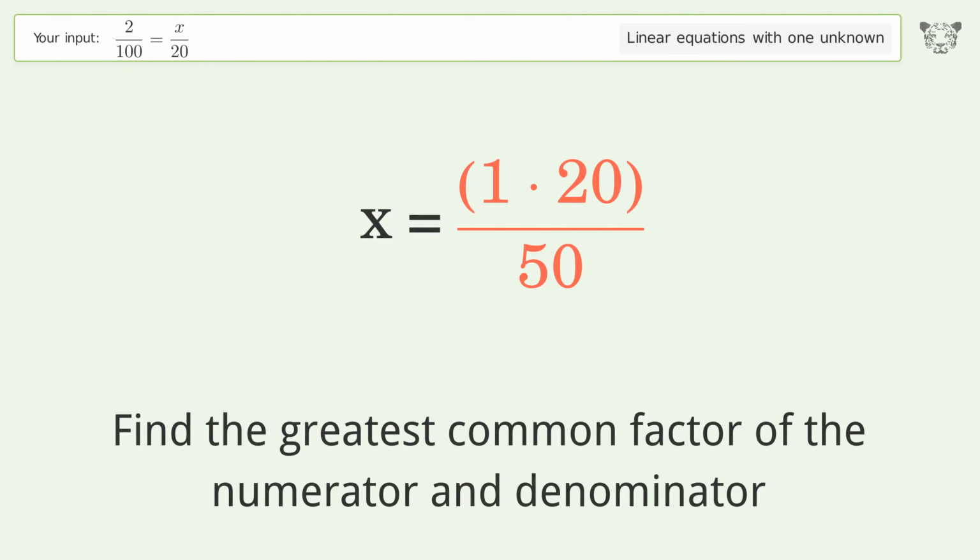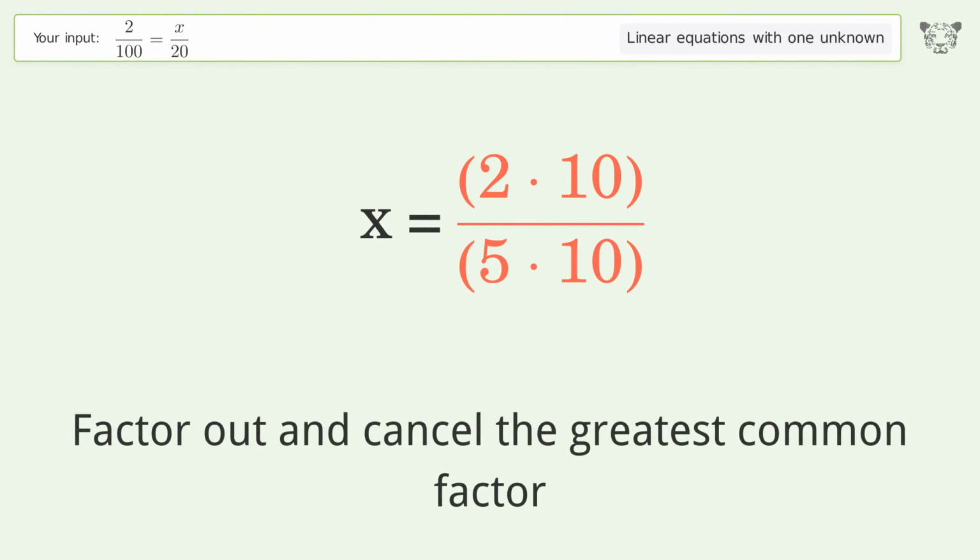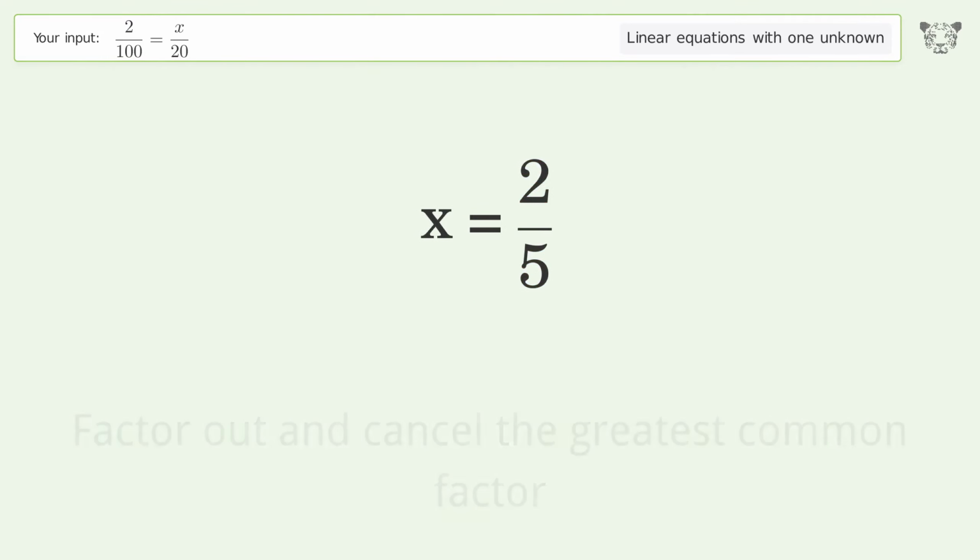Find the greatest common factor of the numerator and denominator. Factor out and cancel the greatest common factor. And so the final result is x equals 2 over 5.